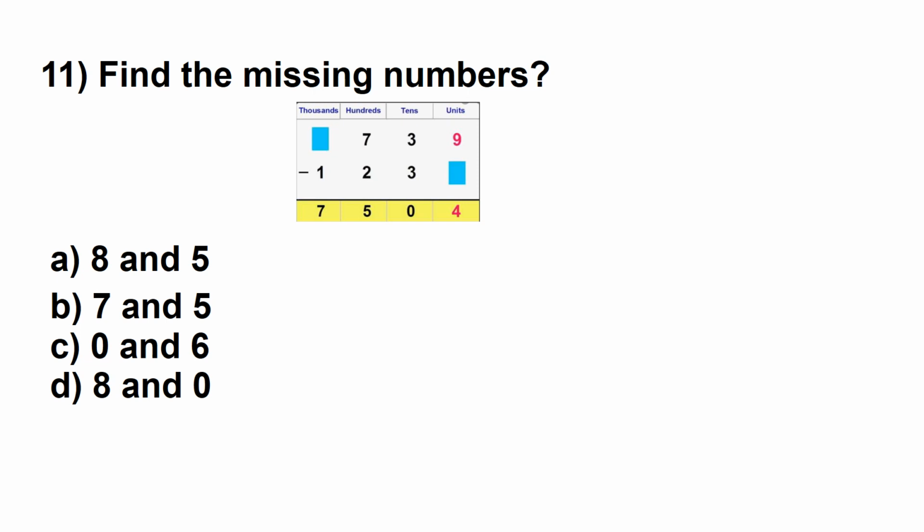Next one. Find the missing numbers. So you have 2 boxes there. You need to find out what numbers are missing in it to get the solution 7504. So the right option, A.